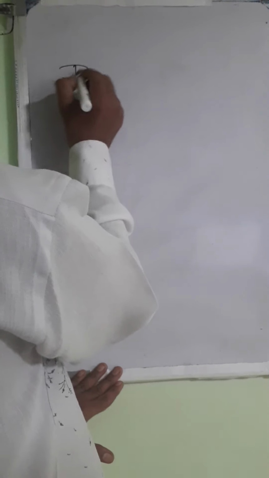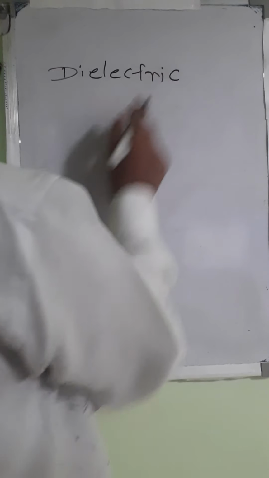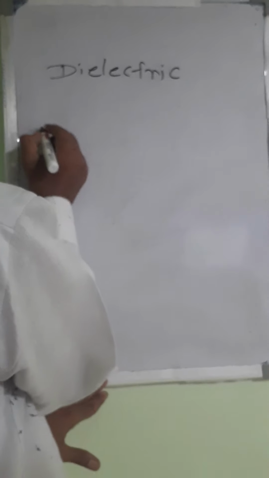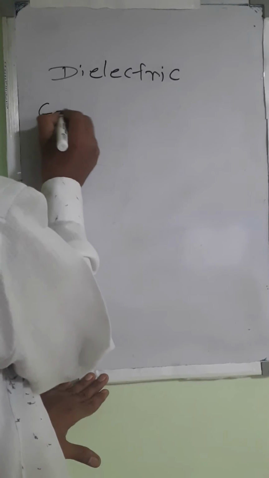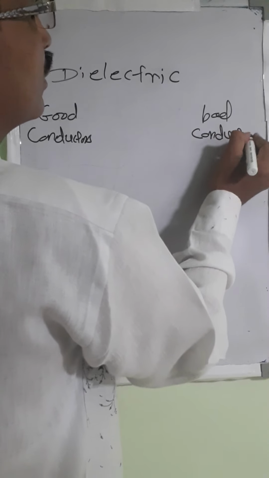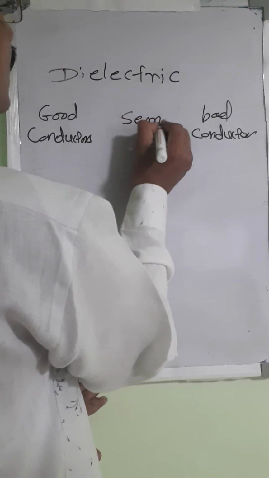Today we will see the dielectric. So about the dielectric, basically we know the materials are divided into three categories. Those categories are nothing but good conductor, then another category is bad conductor, and in between that, semiconductor.